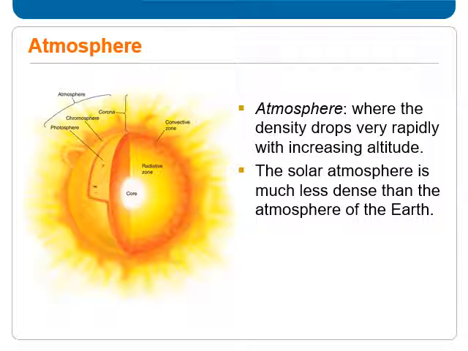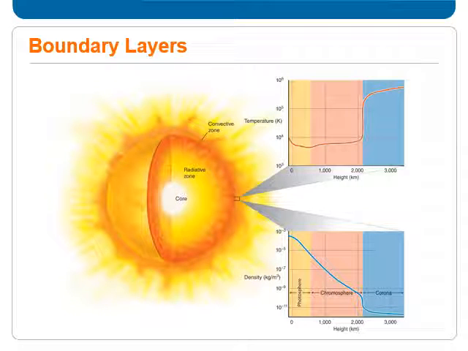In the atmosphere, the density drops very rapidly with increasing altitude. The solar atmosphere is much less dense than the atmosphere of the Earth. This is figure 1.11 in the book. The temperature and density of the sun's atmosphere change abruptly at the boundary between the chromosphere and the corona. The density of the sun also decreases moving outward from the core.